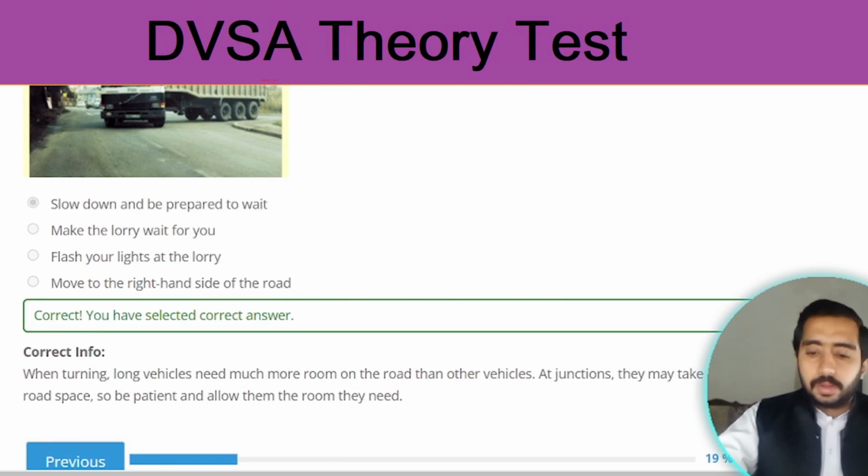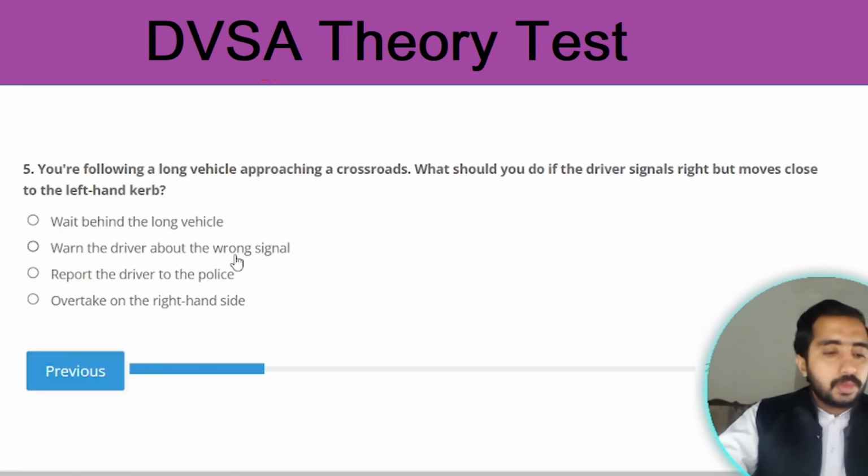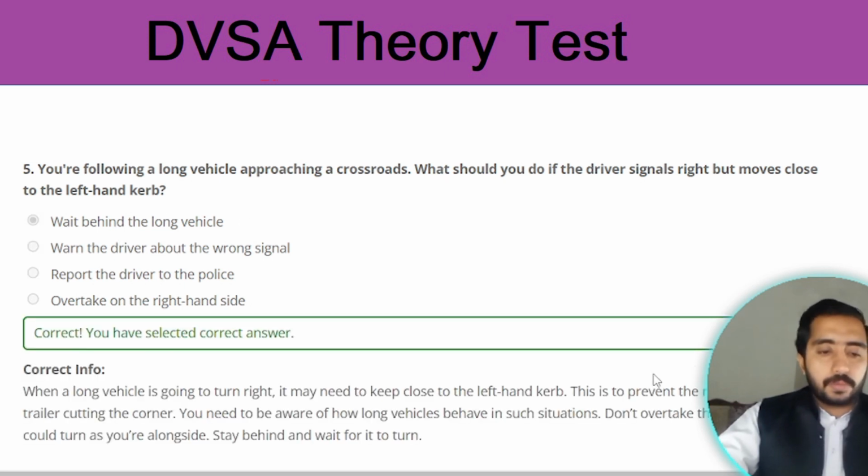Next question. You are following a long vehicle approaching a crossroad. What should you do if the driver signals right but moves close to the left hand curb? The correct answer is wait behind the long vehicle. Option A is the correct one.